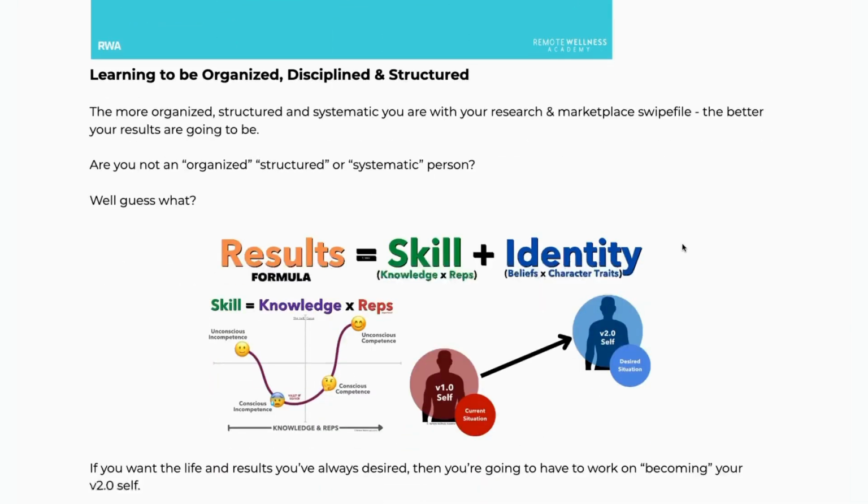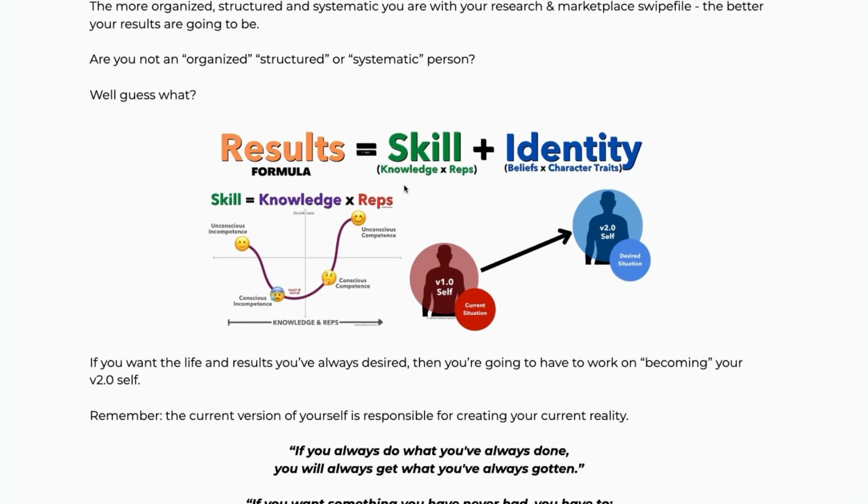Well, guess what? The results that you have in life are a result, no pun intended there, of your skill plus your identity. Your skill is made up of knowledge times reps. Your identity is made up of your beliefs times your character traits.